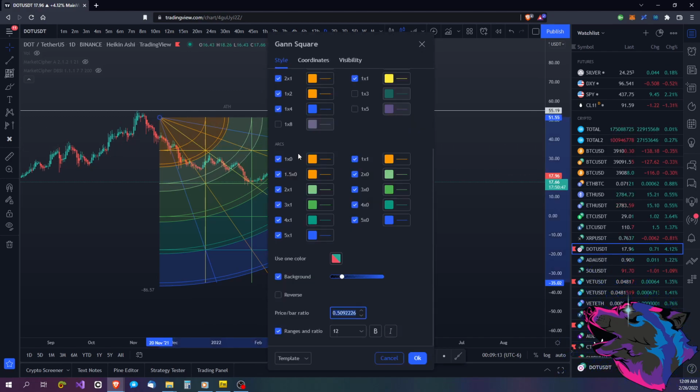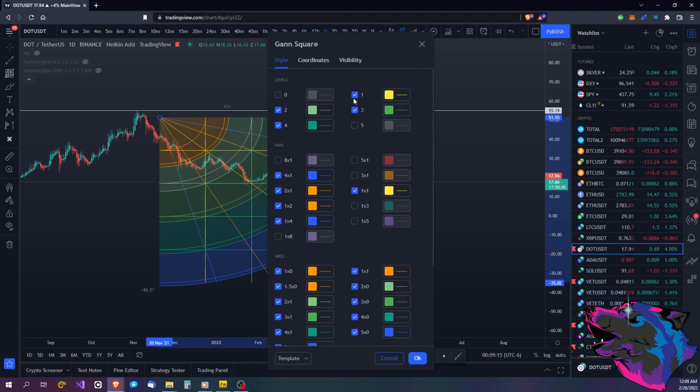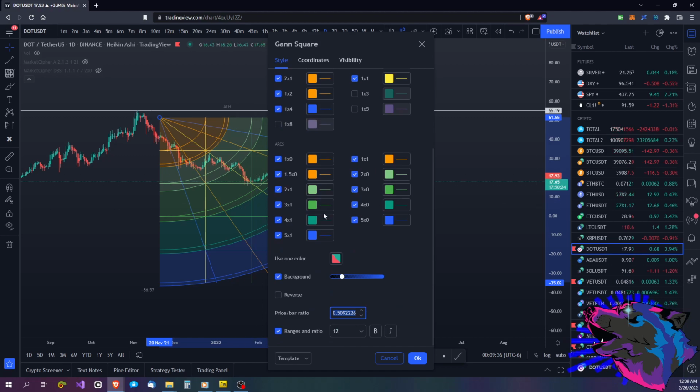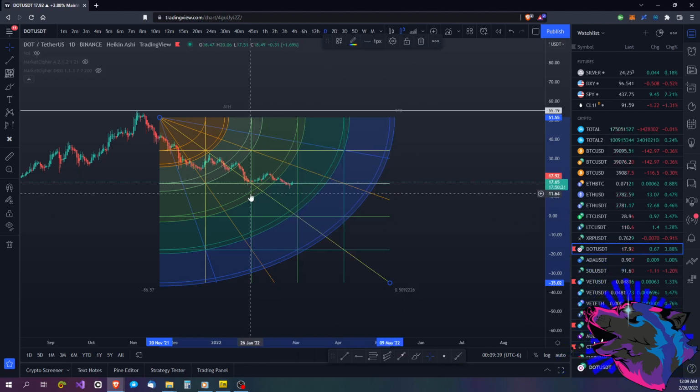And these levels are your actual grid lines. And I usually have some more of these turned off, but it depends. Sometimes they actually play out and you get some reversals on a timeline. But you got your 1 by 1, 2, 3, 4, 5, and 8. And then same thing in the other direction. And then you got your arcs. Before I show that, we'll talk about it a little bit.